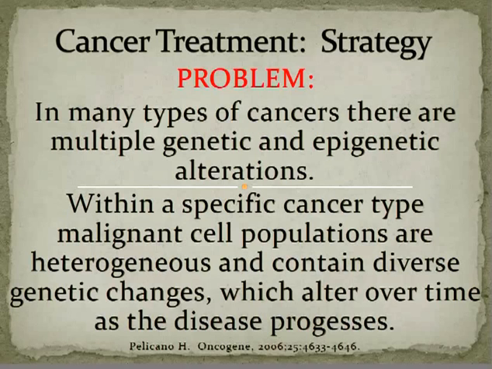Well, what's the problem? In many types of cancers, turns out there are multiple genetic and epigenetic alterations. The cancer itself is very heterogeneous, which is part of the reason why it's so tough to kill. You've got the alterations in genes and epigenes in different ways in multiple different parts of the cancer, and you've got this heterogeneous population of cells, which over time alter and change as you treat it. So the cancer is smart. And you've got to be adept and agile.